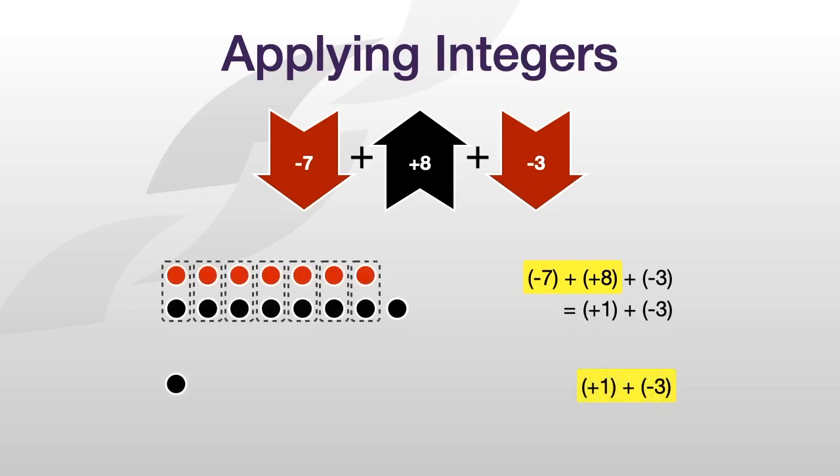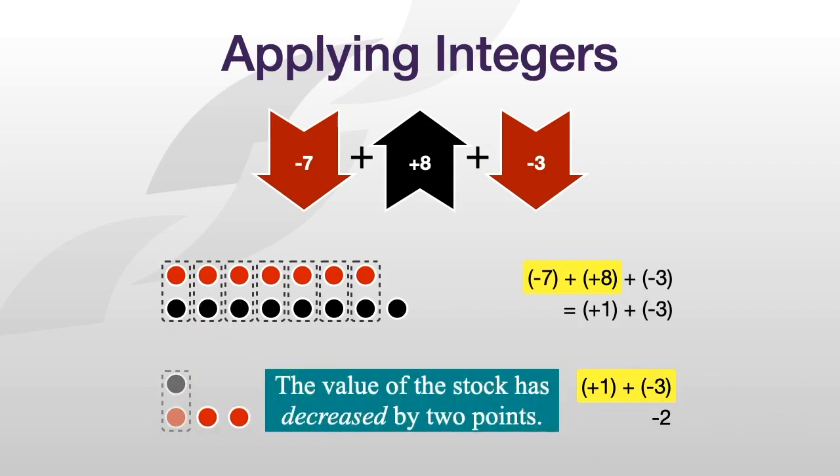Adding negative 3 can be modeled by adding 3 negative red counters. Discarding a zero pair leaves 2 negative red counters, a fall in the value of the stock. The value of the stock has decreased by 2 points.